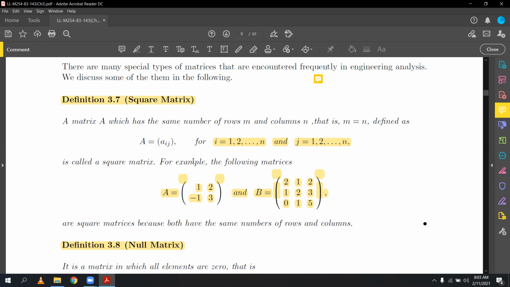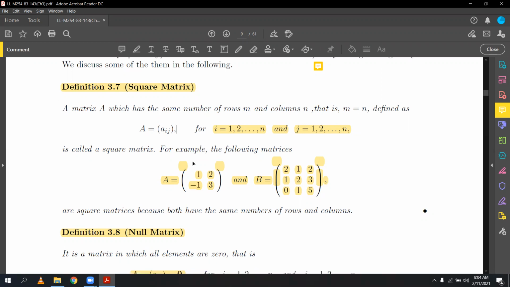And we always have a square matrix. Why? Because we are considering the simultaneous system. And simultaneous system means the number of equations is equal to the number of variables. Number of equations means rows, and number of unknown variables is columns. The same means we have a square matrix.